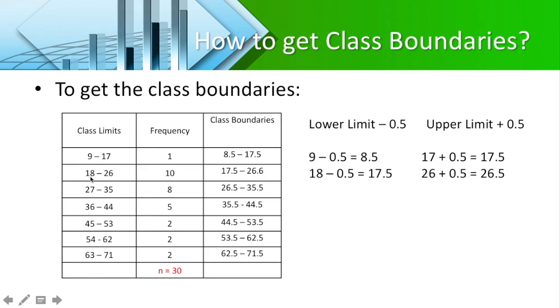And for the second one, 18 minus 0.5 and 26 plus 0.5 is this. Next, 27 minus 0.5 is 26.5, and 35 plus 0.5 is 35.5, and so on. And the reason why we are getting each part of the table is because we need this in presenting this data graphically. Okay?